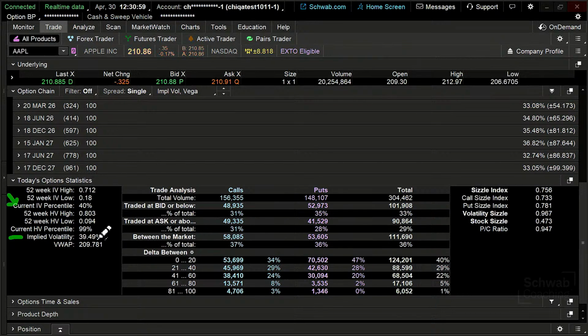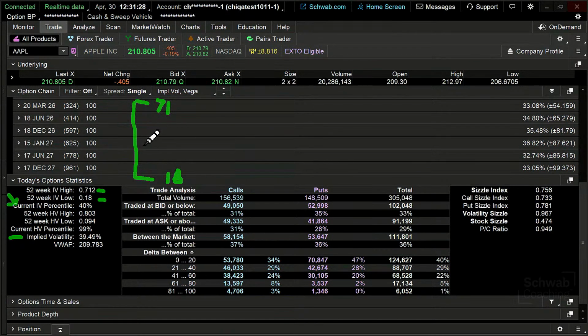So if I say that implied volatility is at 39%, and I put it into the context that the highest implied volatility has been is 71%, and the lowest implied volatility has been is 18%, that tells me that implied volatility right now is at about the 40th percentile. So let's just kind of draw this out. If this is our high, that's 71%, and our low is 18%, where does 39% fall within this range? Well, it's going to fall kind of right about here, and that's at the 40th percentile. So we put it into a relative range. And that's an important thing to think about, right? Taking a look at that current implied volatility percentile.